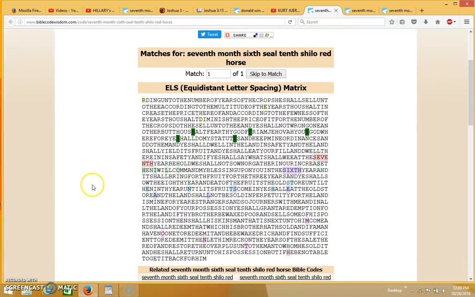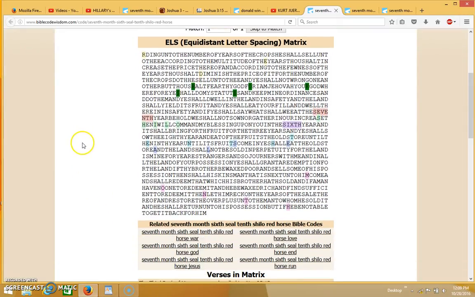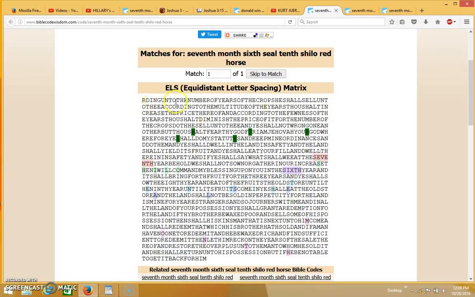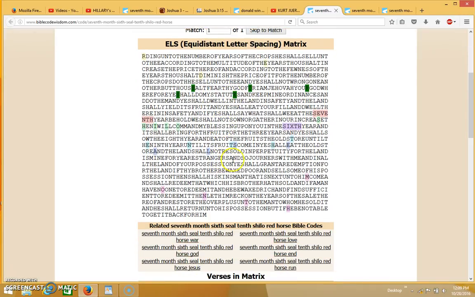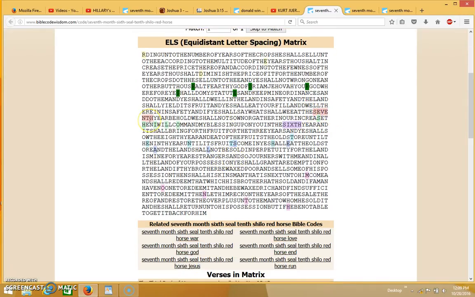Okay, so I'm going to go over the terms first, and then I'll read the matrix. And over here in the yellow, you have the word red with the letters R, E, D. In the green, you have the word horse with the letters H, O, R, S, E. And then you have 7th coming up in the plain text, and 6 is coming up in the plain text. You have seal coming up here in the bluish lavender with the letters S, E, A, L.